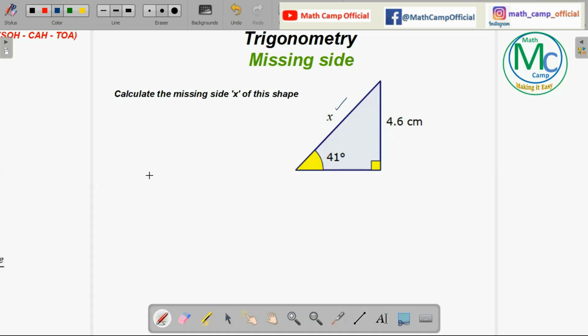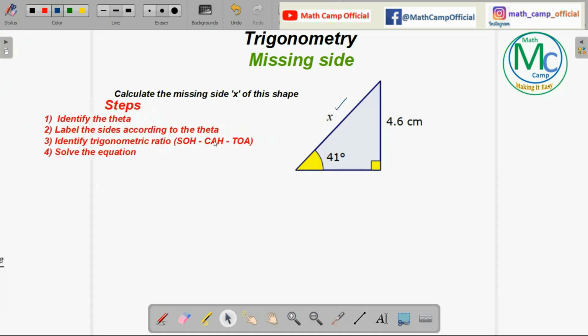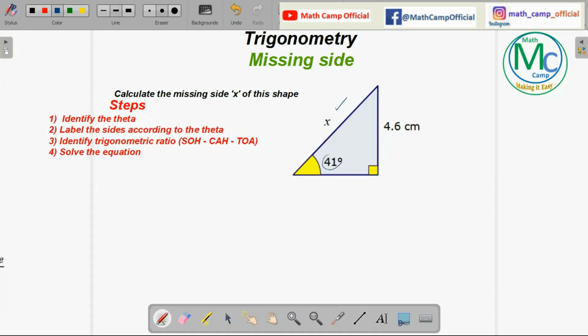Now we have to follow a few steps. First of all, we have to identify theta. This 41-degree angle is our theta. Now second step, we have to label the sides according to theta. The 4.6 side is going to be labeled as the opposite side because it is opposite to theta, and this x is going to be labeled as the hypotenuse because it is opposite to the 90 degrees angle.